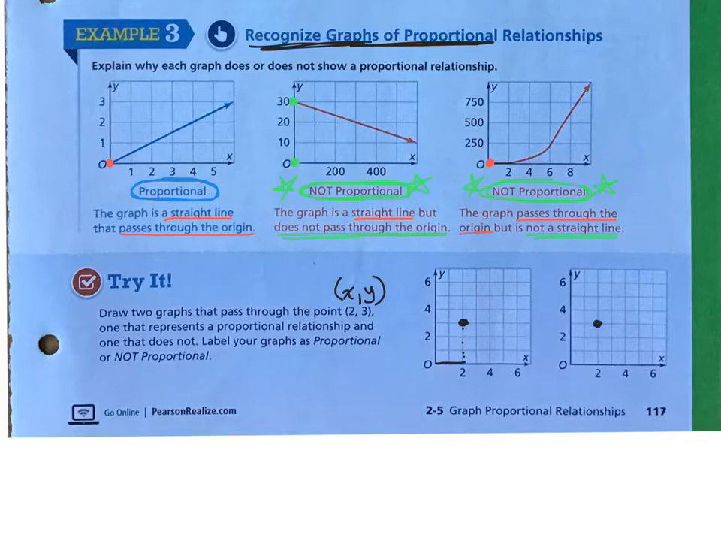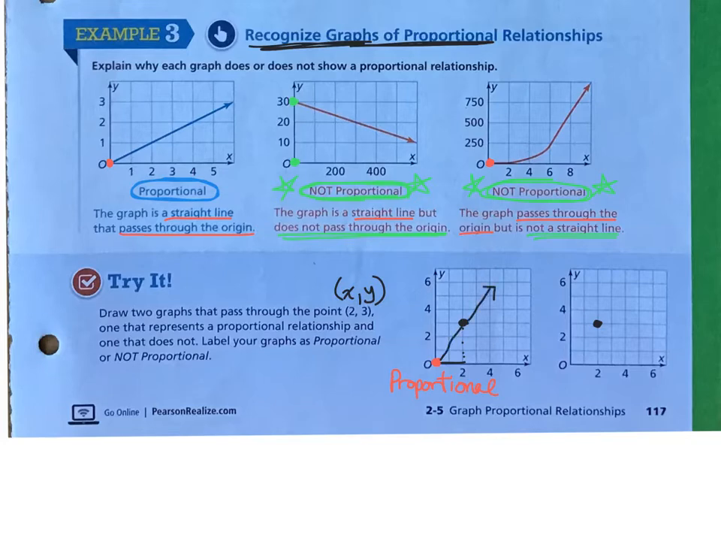Now, when we draw this to represent a proportional relationship, we have to make sure it meets the two conditions. In other words, we have to make sure that there is a straight line and that it passes through the origin. So we're going to call this first graph proportional. This is proportional because it is a straight line, and we do have a second ordered pair, (0, 0), that goes through it.